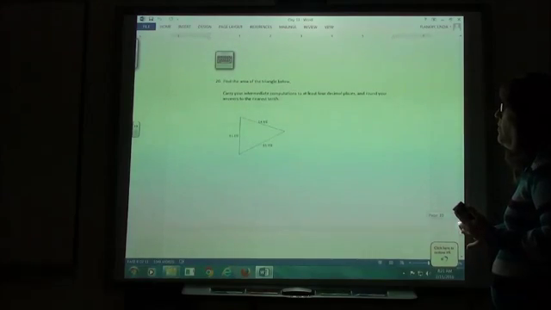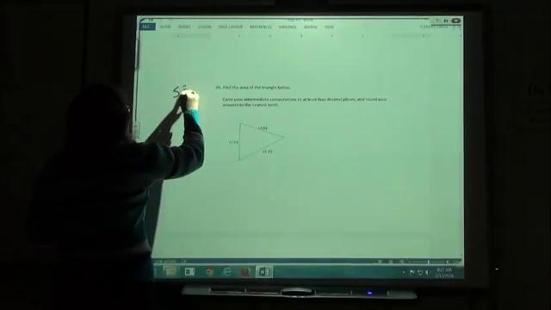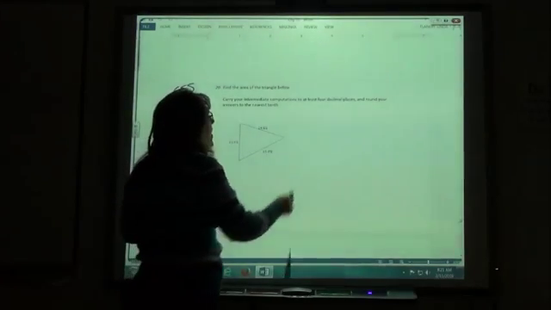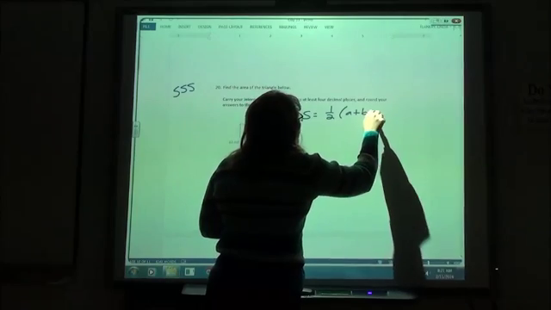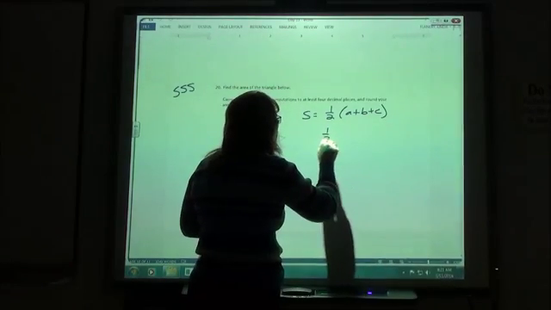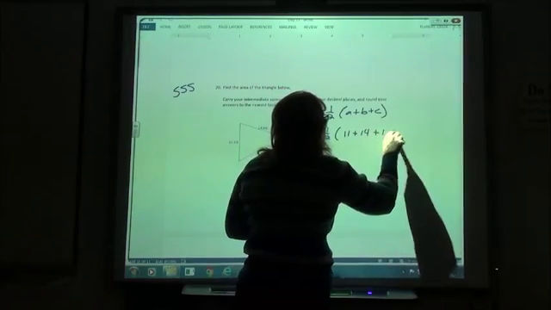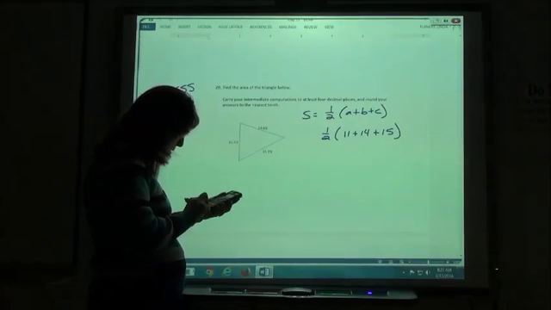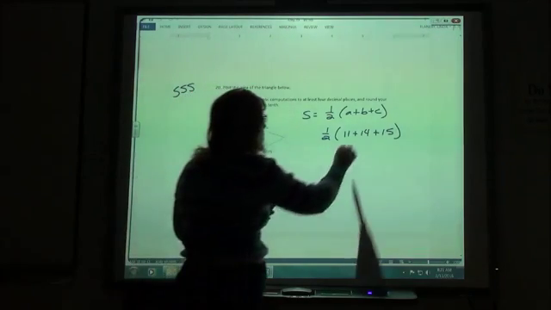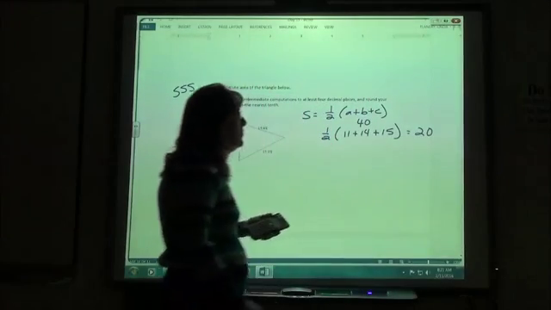So again, if I'm going to find the area of a triangle where I have the case where I have all three sides, side, side, side, I'm going to find my semi-perimeter first, half of A plus B plus C. So half of 11 plus 14 plus 15. So 11 plus 14 plus 15 gives me 40. Half of 40 would give me 20.